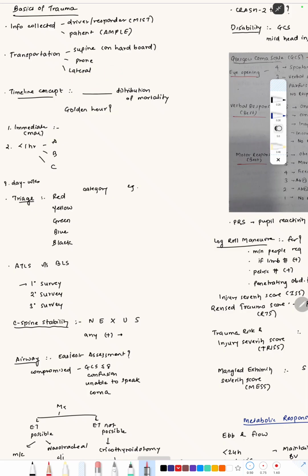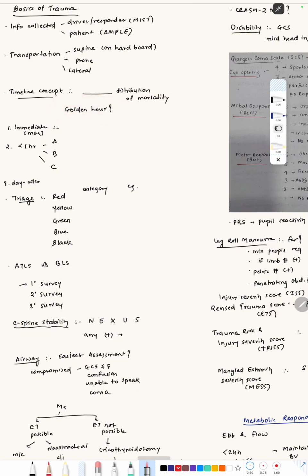Then there is a timeline concept. In the timeline concept, we find that there is a trimodal distribution of mortality. The mortality is highest in the immediate time after the mishap, then within 1 hour, and then days to weeks after it. The golden hour is the first 1 hour where we manage the patient of trauma.